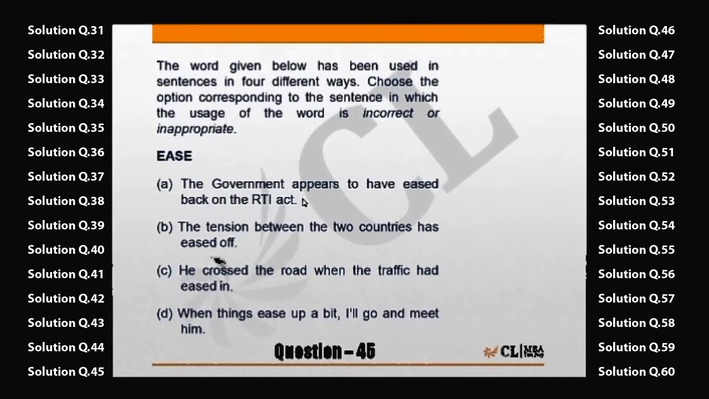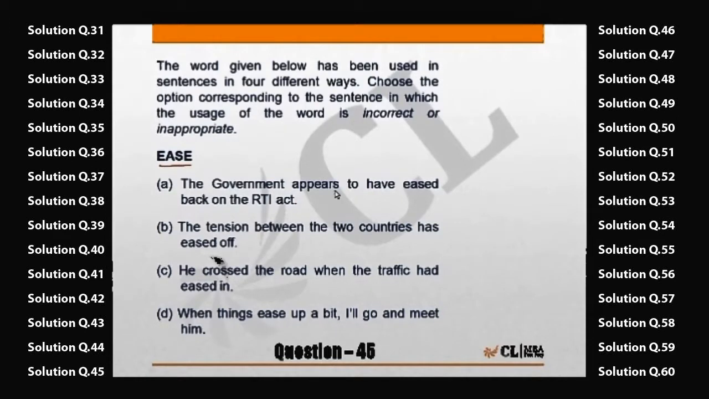Question 45. These are the questions which are most difficult. And these are the questions which, if you are not sure, you should be leaving the question. You should not be answering the question until you are 100% sure of the answer. Let's quickly go through the question word and the statements.